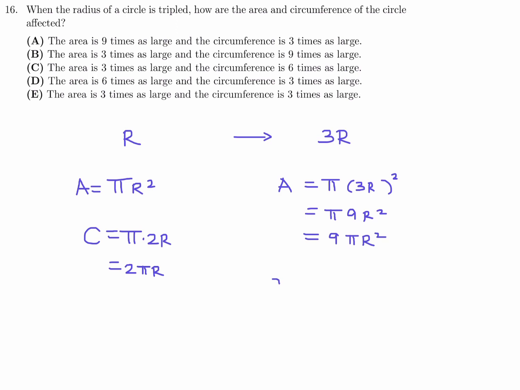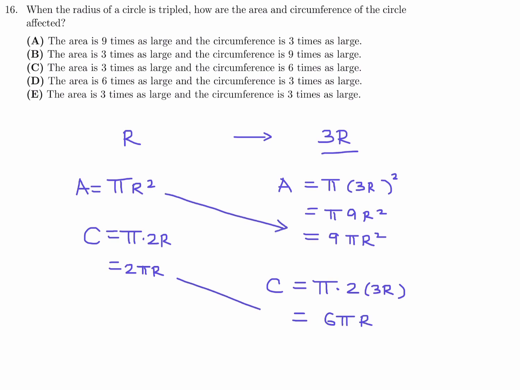Okay, circumference this time is pi times 2r. My r is 3r, correct? So this becomes 6 pi r. So now we have to compare the areas and the circumference. Well, the area looks like it increased by a factor of 9, and the circumference increased by a factor of 3. So which of those answer choices represents that? It's A for number 16.